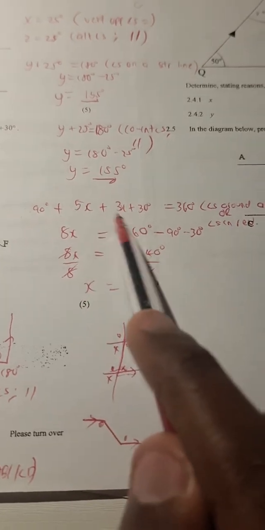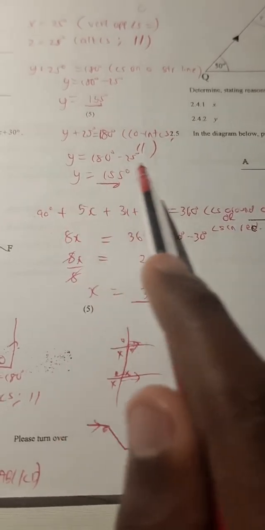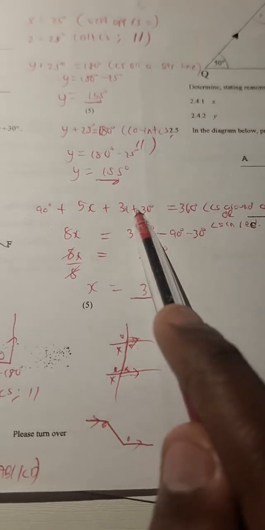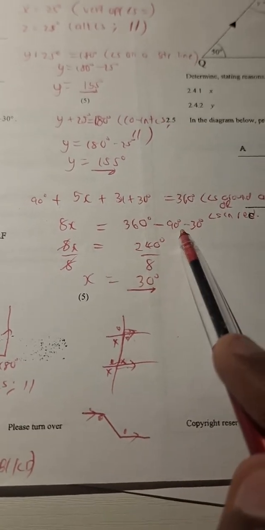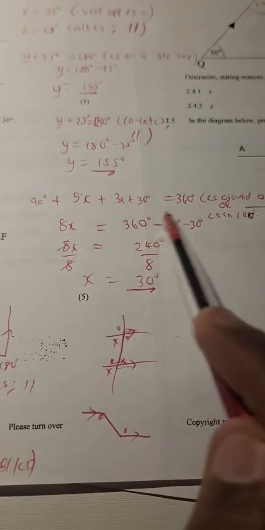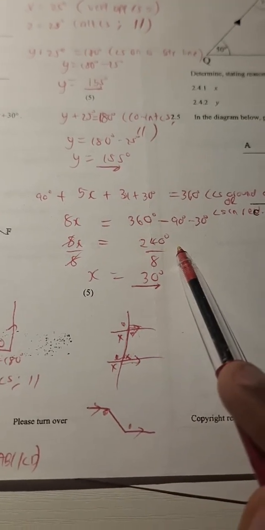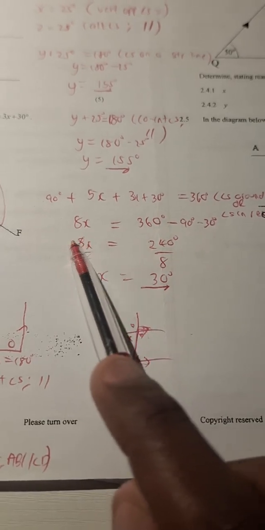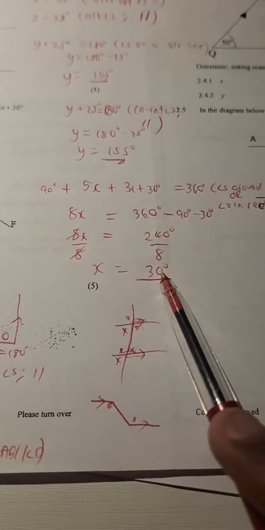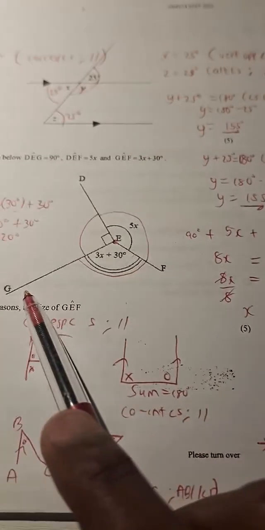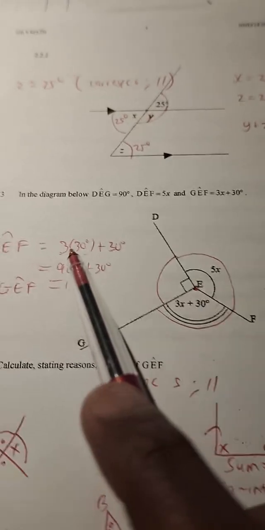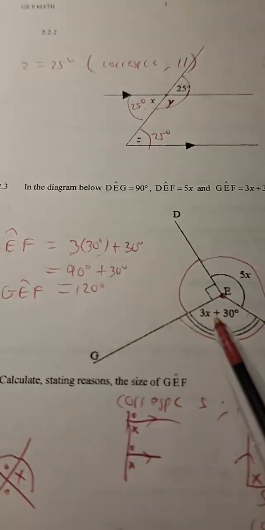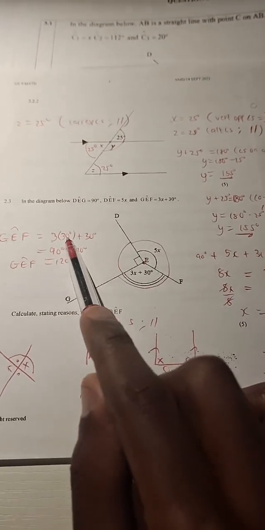You add the like terms for x on the left, you transpose, you move the other values. 30 goes over, becomes negative. 90 moves over, becomes negative. You add, you subtract, you get the answer, you divide by the coefficient of x, you get x is 30. Then after that, remember they wanted the size of who? GEF. You have the size in terms of x, but now you can go and substitute the value of x in the place of x.